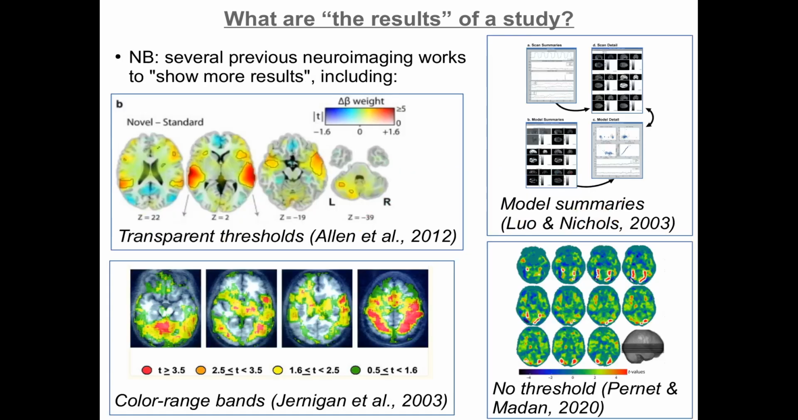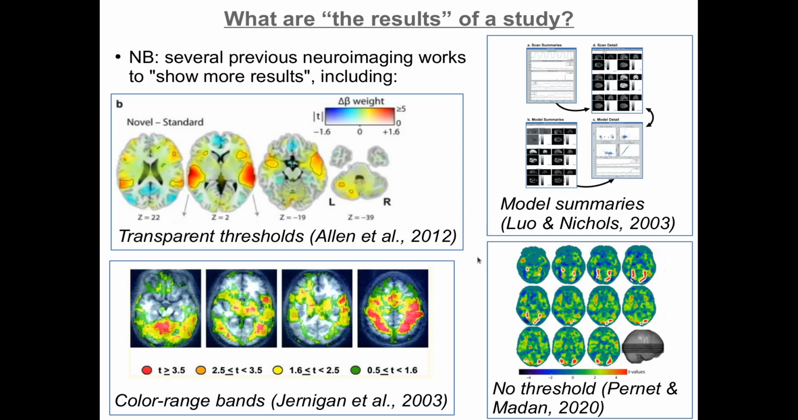Okay, now it's important to note that there have been previous studies that talk about trying to show more results in neuroimaging. Obviously the Allen et al. study put forward this idea of transparent thresholding, and I think this is quite useful. There were other earlier studies that looked at presenting color bands of the statistical results, or not thresholding at all has been an idea put forward, or model summaries that include several pieces of information. Okay, so these are all important, and they get at this idea that showing more information is better.